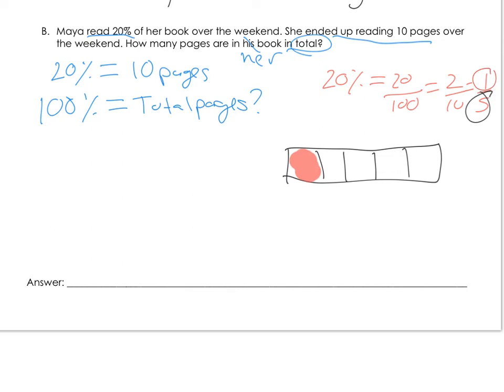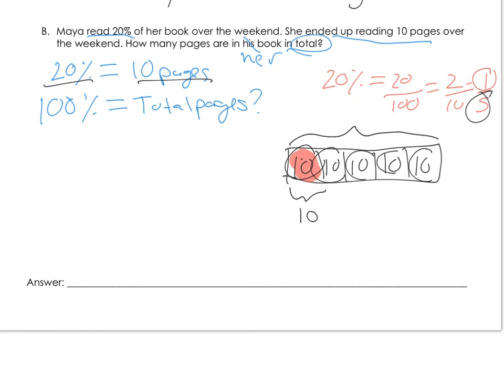And let's go back to the problem here and see that 20% was 10 pages. So this 20% here, which is just this piece, is 10 pages. What do you notice? That one piece is equivalent to 10. If we know what one piece is, we know all the pieces. So this is 10, this is 10, this is 10, and this is 10. So if she read 10 pages, which is 20%, we know 100% is going to be 10, 20, 30, 40, 50 pages.